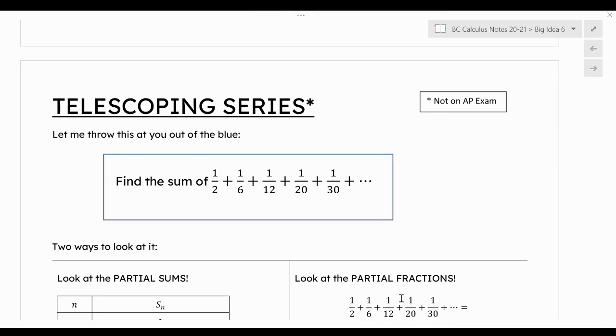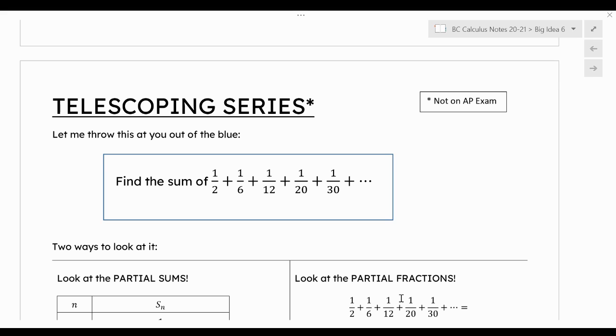Telescoping series. Technically, not on the AP exam, but you know what? It's bonus coverage. It's a wicked cool type of series because it's just another series that we can find the sum of. If we don't talk about telescoping series, the only series you can find the sum of is a geometric series. So I'm going to give you a quick video here on what a telescoping series is.